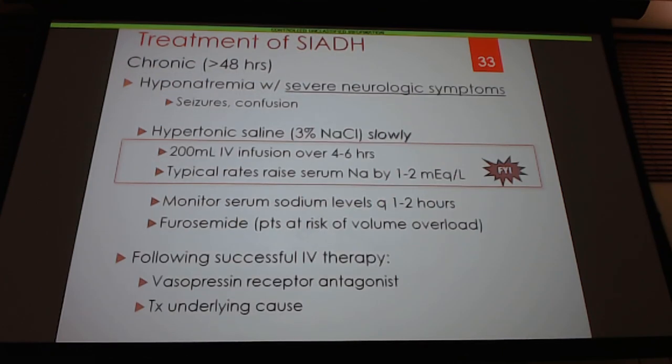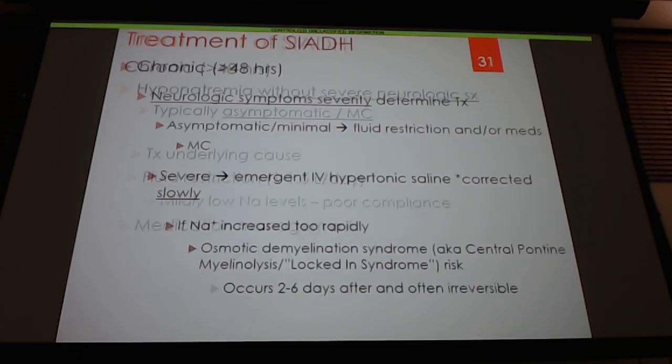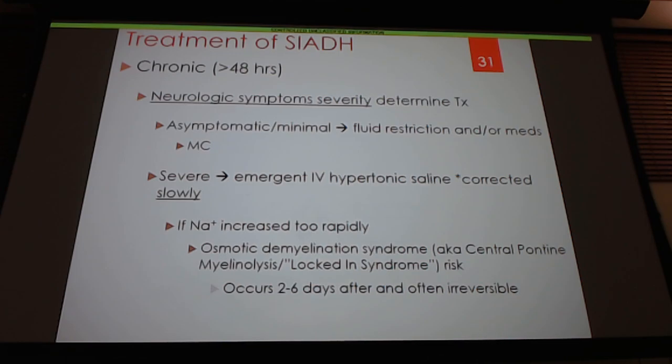On the other hand, if we have a patient with SIADH, but they are presenting with severe neurologic symptoms, so seizure, confusion, then we're going to want to give them the hypertonic saline, okay? But slowly. And this is normally how we replace sodium if someone's hyponatremic. We replace it slowly. And the reason is we want to prevent something called locked-in syndrome. I think I talked about it back here. Osmotic demyelination syndrome. Have you guys heard of that?